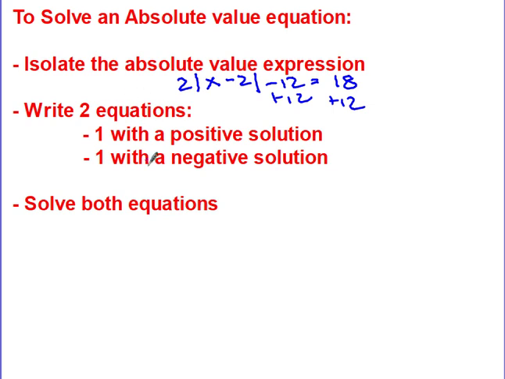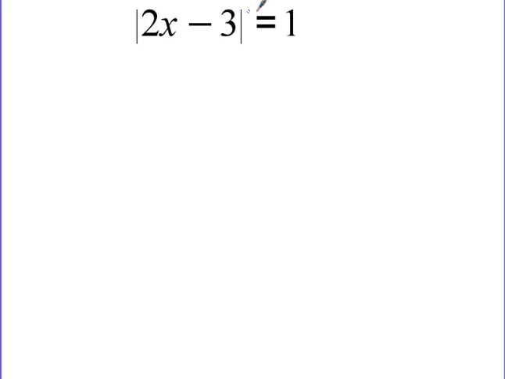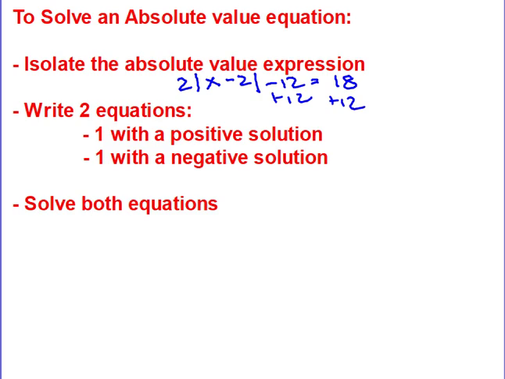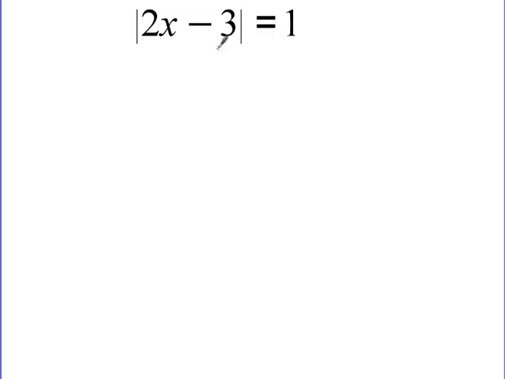Now we're going to write 2 different equations, one with a positive solution and one with a negative solution. Then we're going to solve both of the equations and get both of our solutions. Okay? So here's what we mean. Right now, let's look at the first thing we need to do. We need to isolate the absolute value expression.